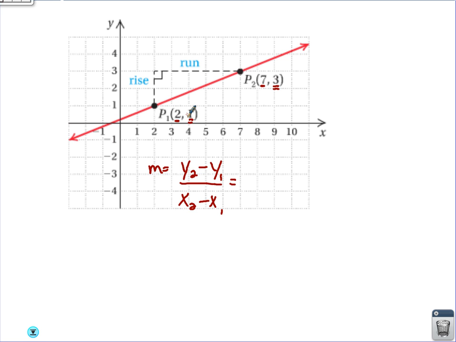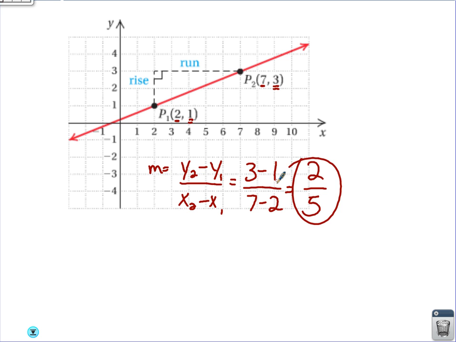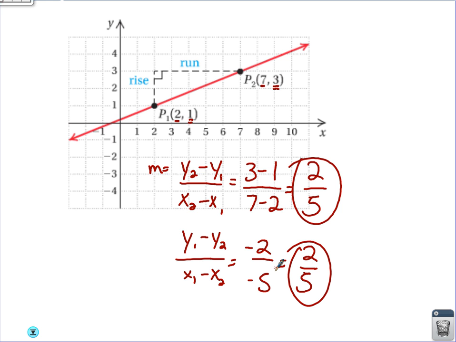So let's plug into this formula, y2 minus y1. The second y minus the first y would be 3 minus 1. The second x minus the first x would be 7 minus 2. So we see here also that we have a slope of 2/5. And like I said, you can also do the first y minus the second y over the first x minus the second x. But what's going to happen there is you'll get 1 minus 3, which is negative 2, and 2 minus 7, which is negative 5. But we also know a negative divided by a negative is a positive, so therefore we have the exact same answer.